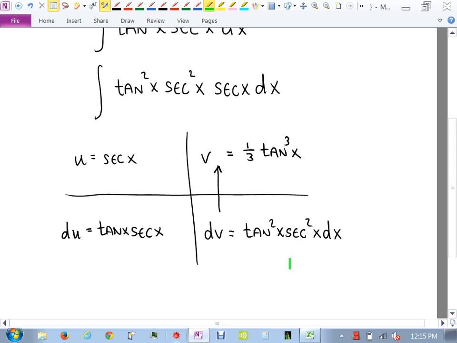This problem going right here, from here up, is the problem I did before this problem. Okay? So we would have u v minus the integral of v du. Look at that integral. What would you have? Tangent to the fourth, secant x. Can we do tangent to the fourth secant x?